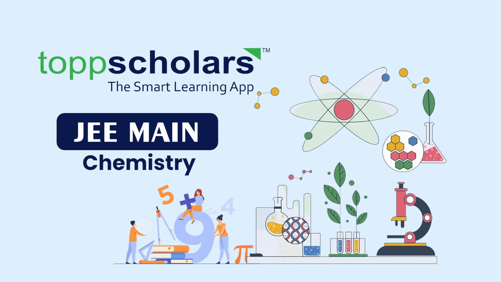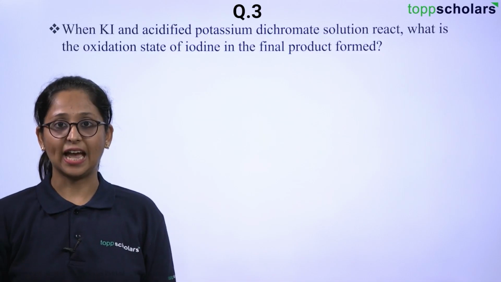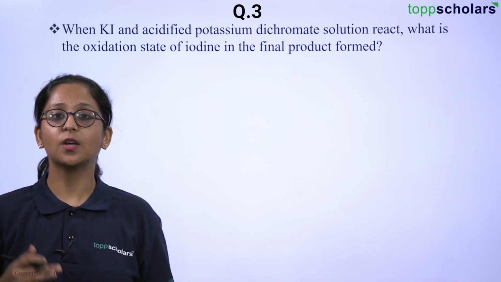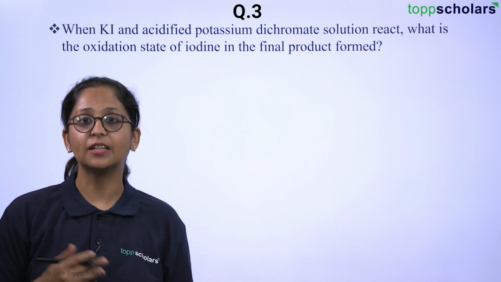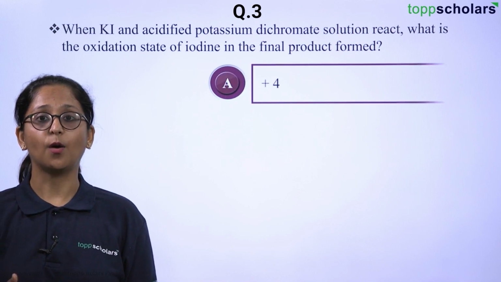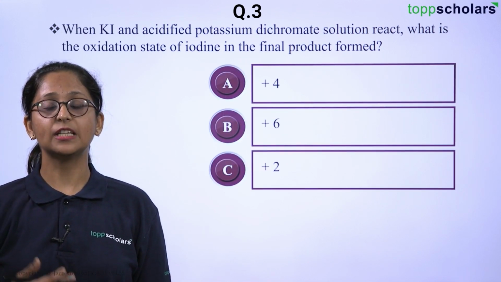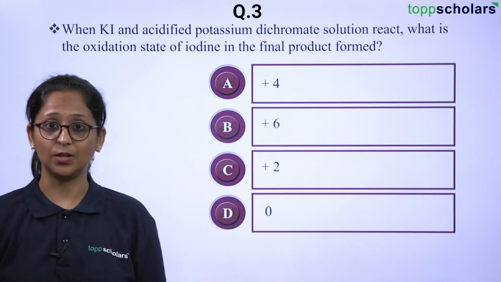In today's class, we are going to solve a few questions for your subject of chemistry which will help you in your JEE Main examination. So let us begin. When KI and acidified potassium dichromate solution react, what is the oxidation state of iodine in the final product which is formed? Option A is +4, option B is +6, option C is +2 and option D is 0.